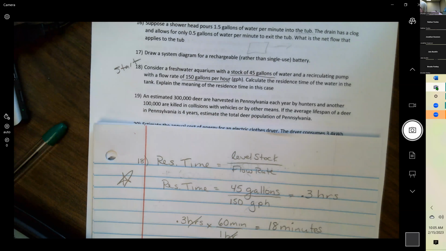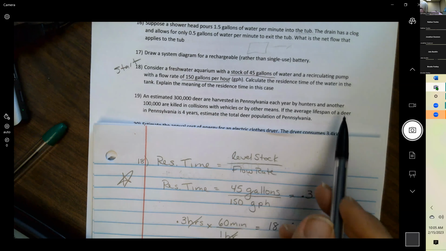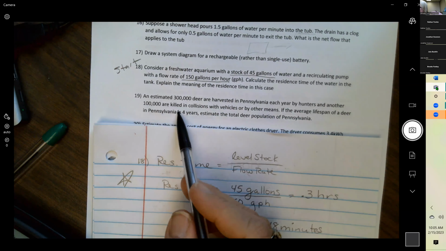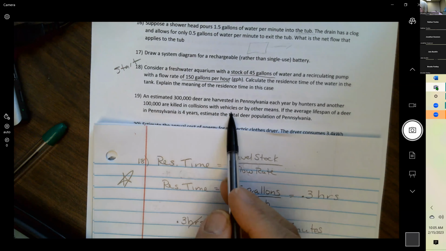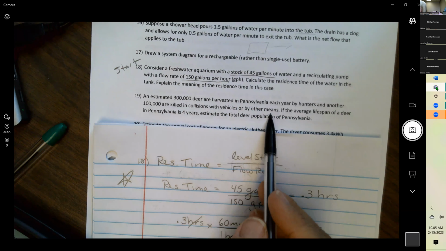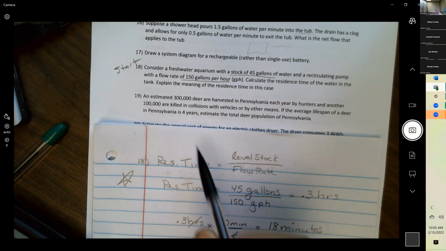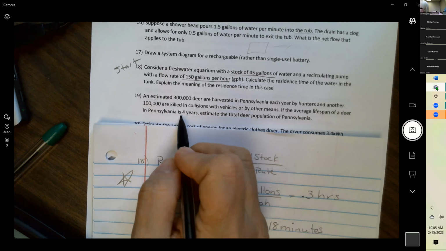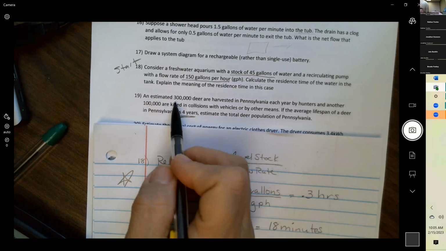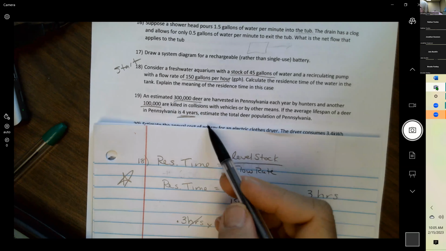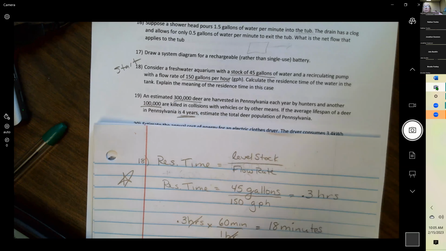Number 19, an estimated 300,000 deer are harvested in Pennsylvania each year by hunters, and another 100,000 are killed in collisions with vehicles and other means. If the average lifespan of a deer in Pennsylvania is 4 years, estimate the total deer in the population.